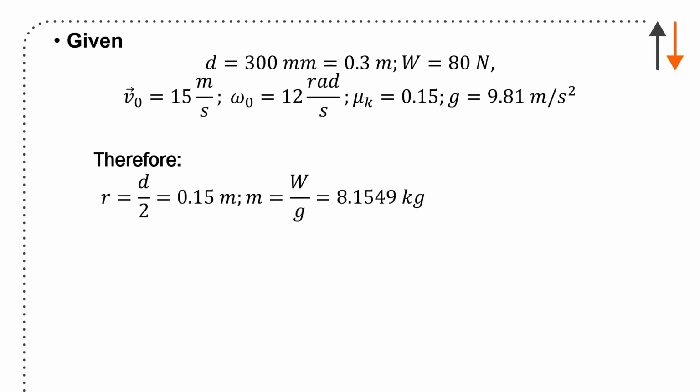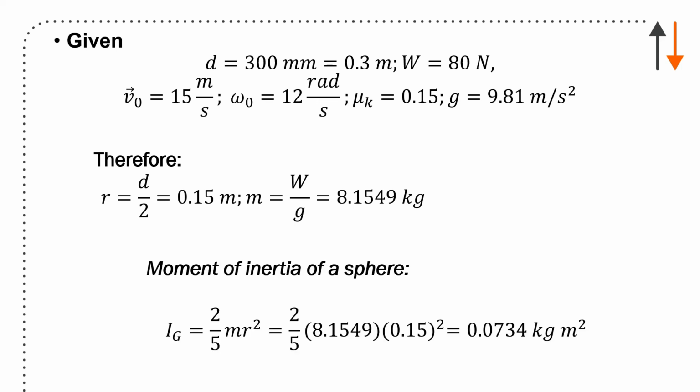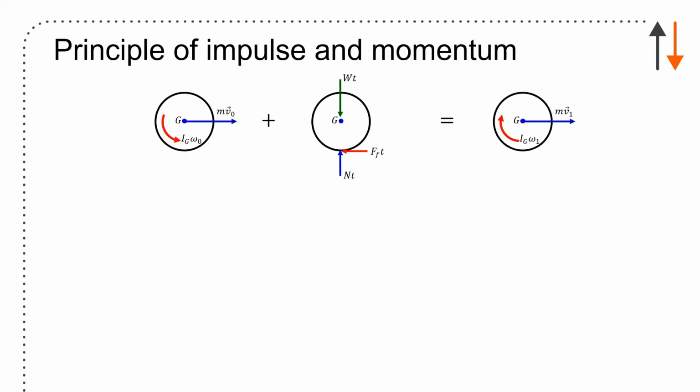Now this is a funny problem because it's in SI units and we gave you a weight, so you have to calculate the mass, and it's 8.1549 kilograms. Moment of inertia for the sphere, put in the terms, there you go, 0.0734 kilogram meters squared. Again, principle of impulse and momentum: you have the initial linear and angular momentum of the system, you have the external moments, or forces causing moments, and then the final momentum of the system.